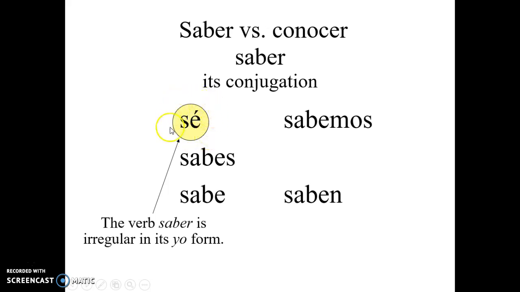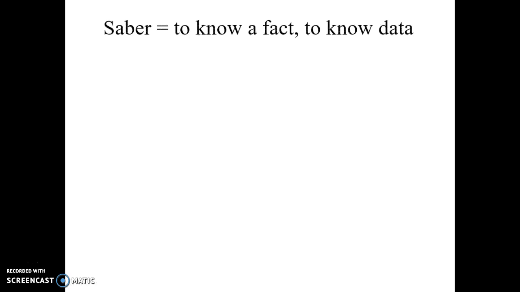Now we've already been introduced to a form that looks similar to this, but it's without the accent mark. And remember, that's a reflexive pronoun. So with the accent mark, it means I know. Okay? So let's look at the first portion of what saber entails.